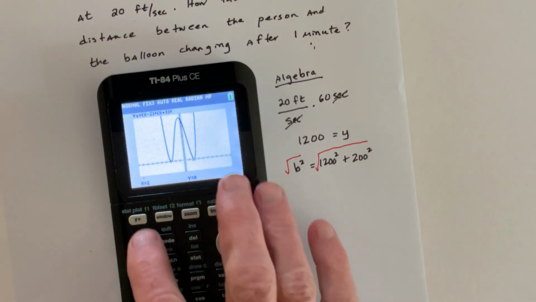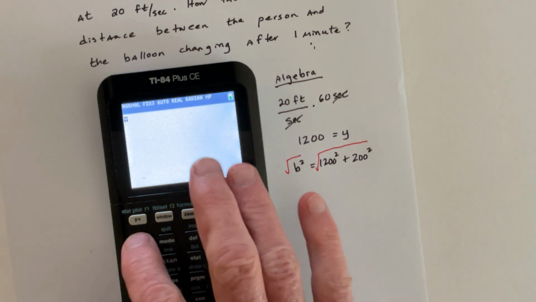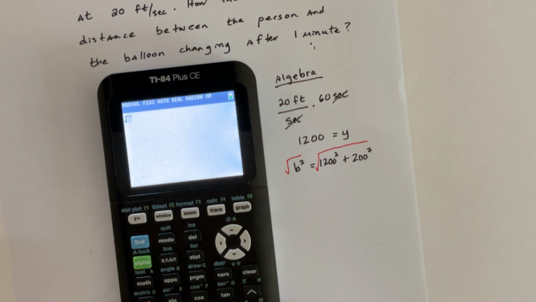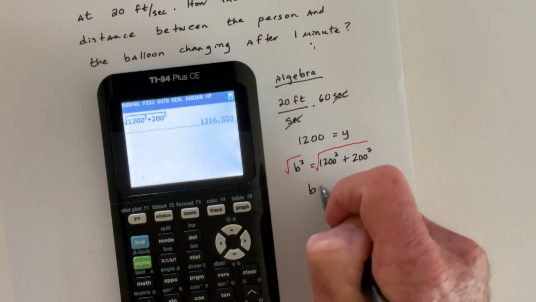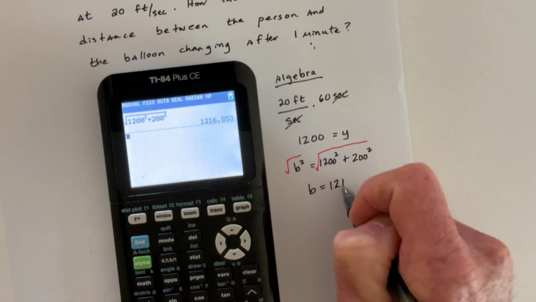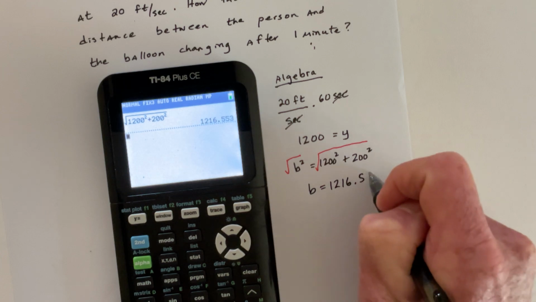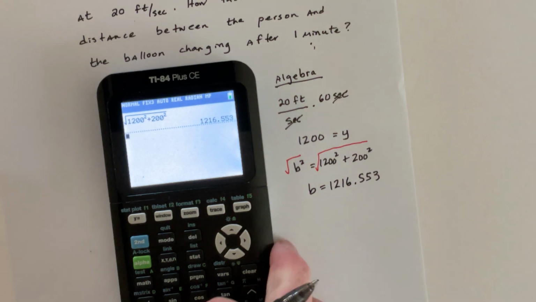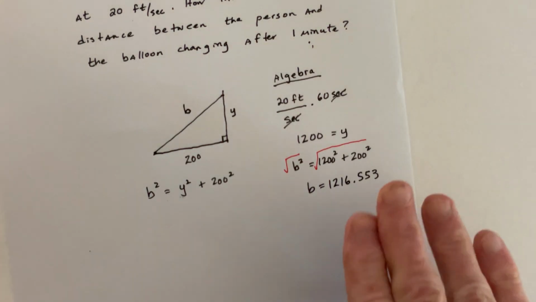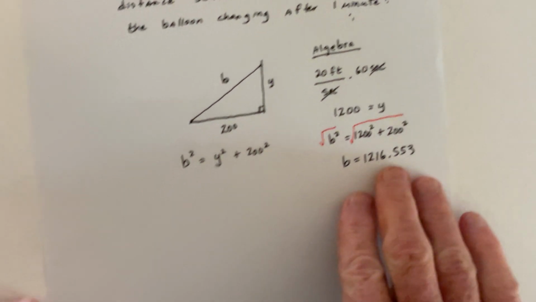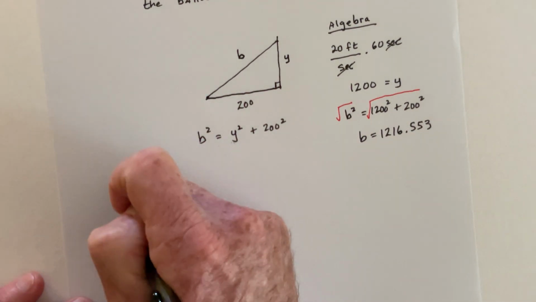So it's then going to be the square root of 1200 squared plus 200 squared. So at that moment, the B is equal to 1216.553. Okay, now we take a break from the algebra part and we do the calculus part over here.